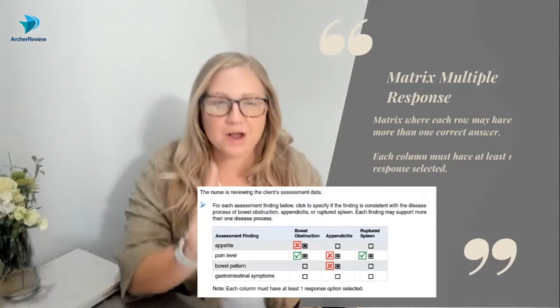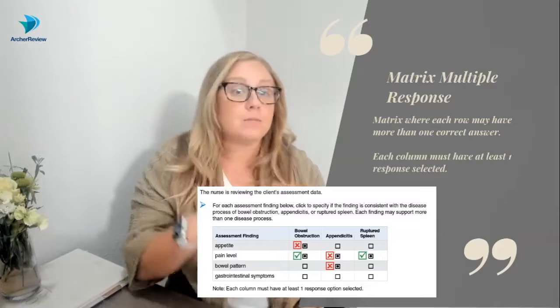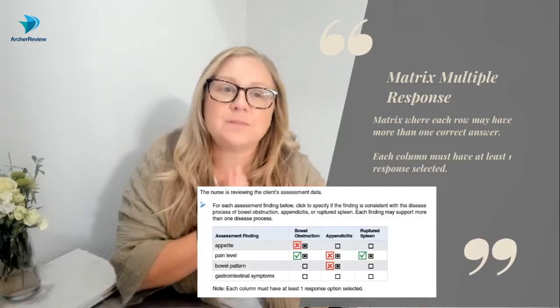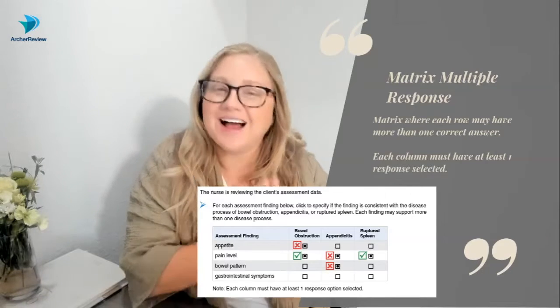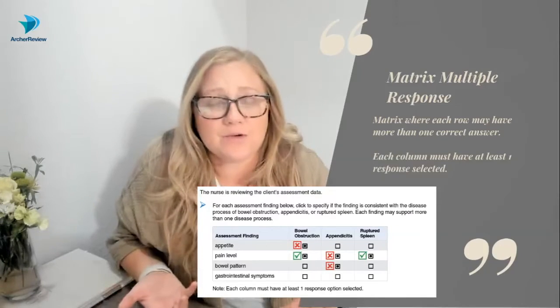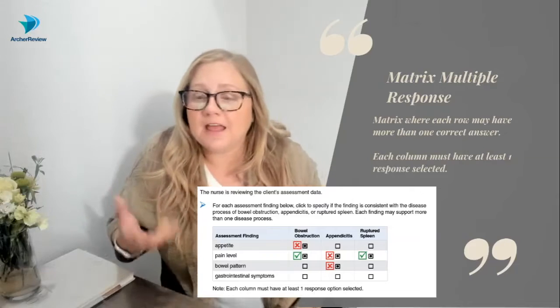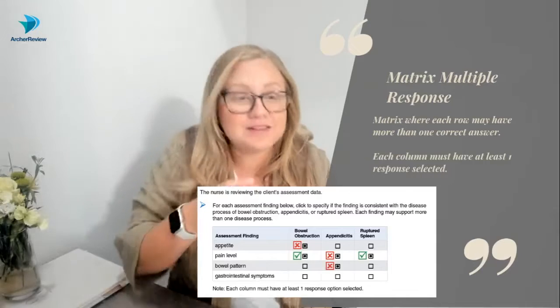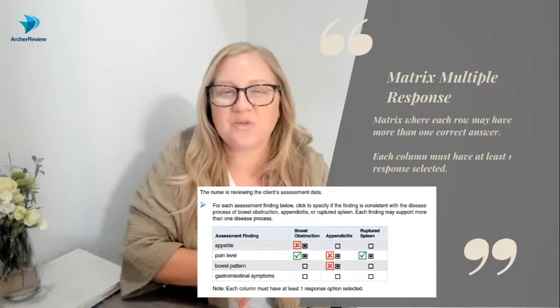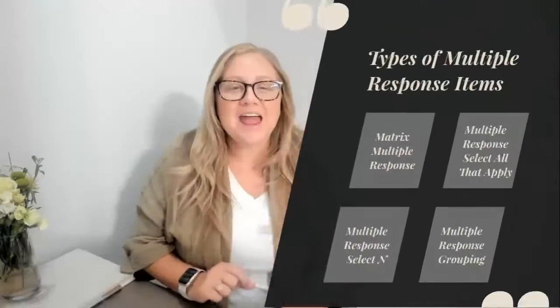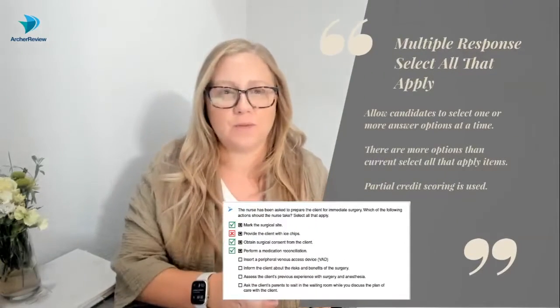You do have to choose at least one option in each row. But because we don't know exactly how many responses there could be, it follows that plus-minus rule. Again, just think about each of these rows as a select all that apply question. Ask yourself, hey, with my client's appetite, could that be bowel obstruction? Could that be appendicitis? Could that be a ruptured spleen? Check the appropriate ones and then move on to the next row. It's another question.